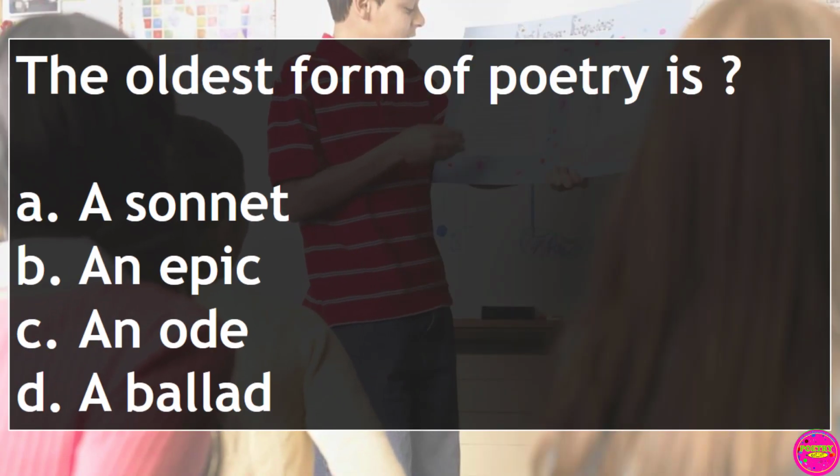The oldest form of poetry is A. A sonnet, B. An epic, C. An ode, D. A ballad. The correct answer to this question is D, a ballad.